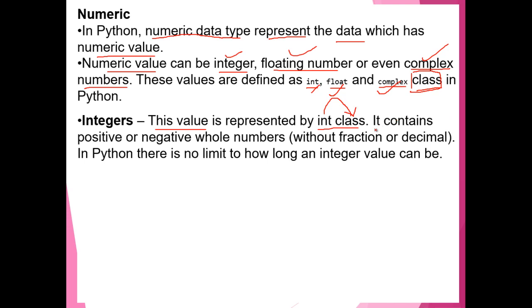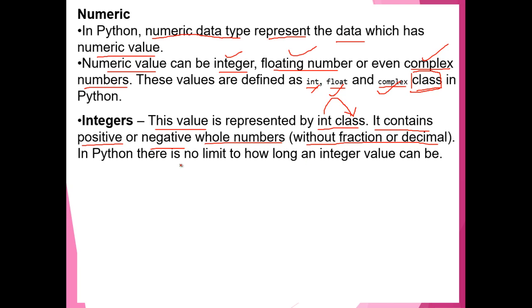It contains positive or negative whole numbers. So when we use int, it means that we are allowed to store positive numbers as well as negative numbers, but without fraction or decimal. So it means we cannot write data like 2 by 5, 3 by 5, or 23.45. No, numbers without fraction and without decimal are allowed in the integer category. They may be either a positive integer or a negative integer, but not in the form of a fraction or a decimal number.